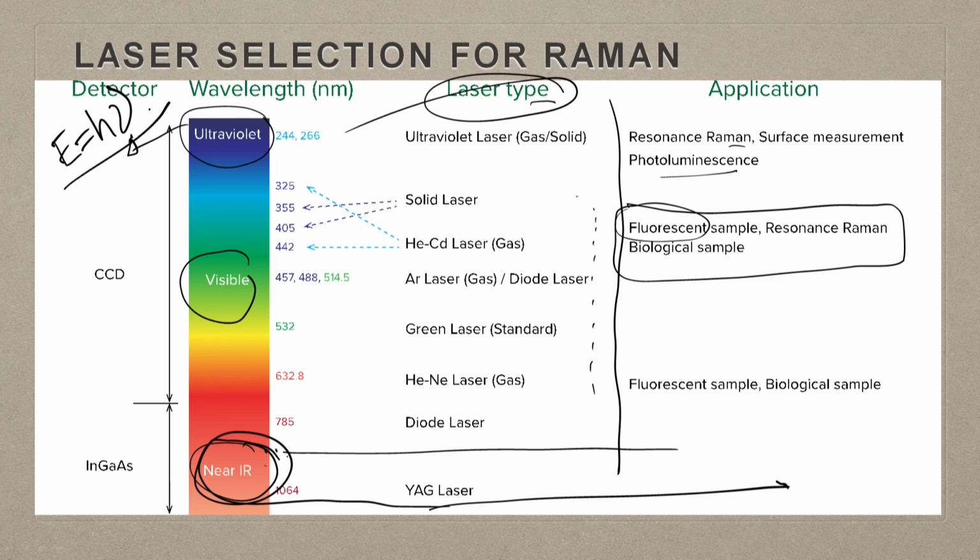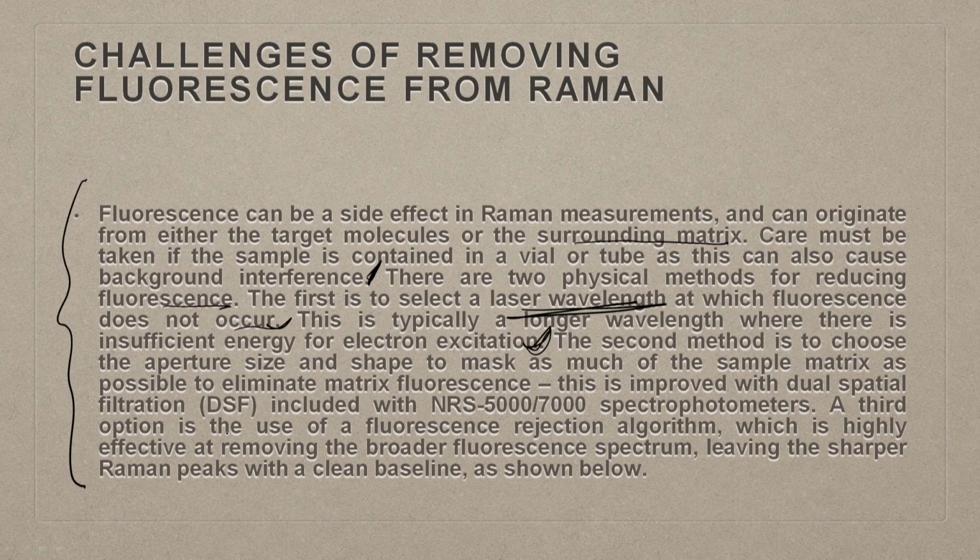So the lesser the wavelength, the more the frequency, and these are those wavelengths we are dealing with. So they will have a pretty high energy, right? So you have to be careful about what kind of laser you are selecting, so that there is insufficient energy for an electron to be excited out.